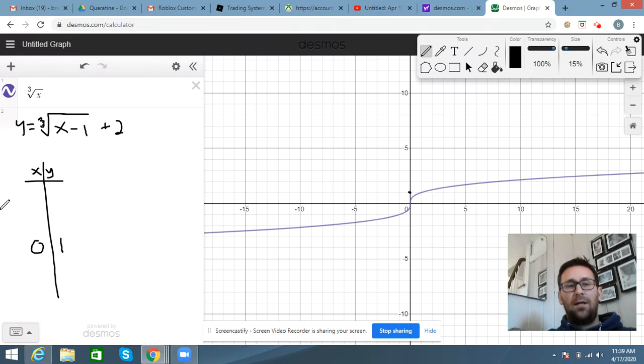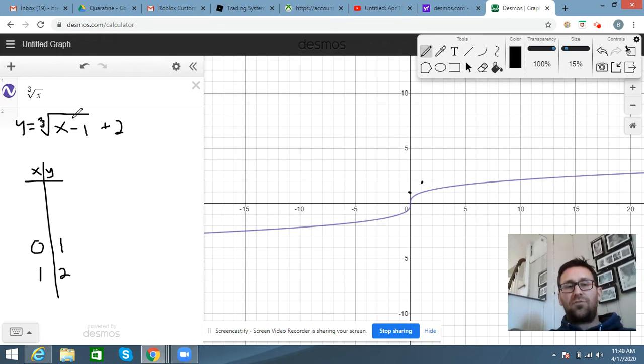Okay. Then if I plug in 1, 1 minus 1 is 0. Cubed root of 0 is 0. 0 plus 2 is 2. So 1, comma 2 is another one of my points.